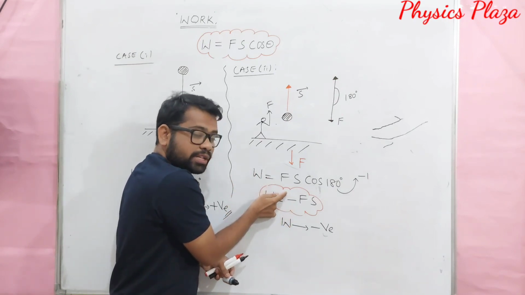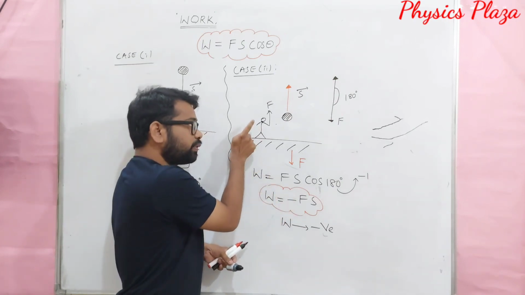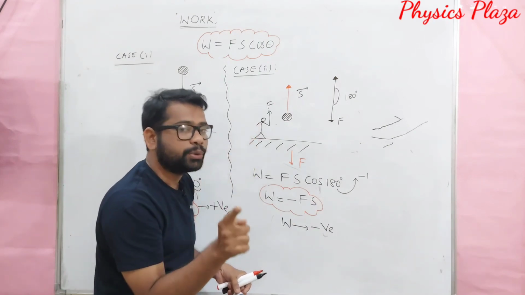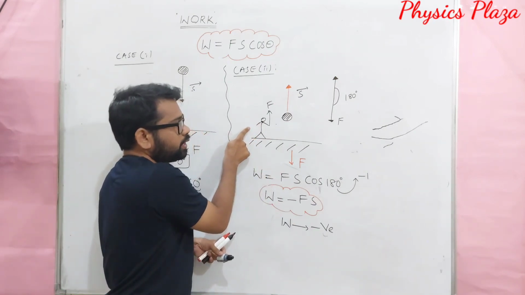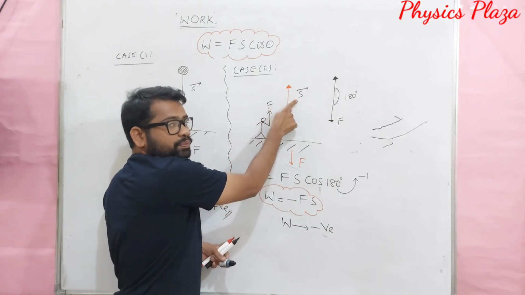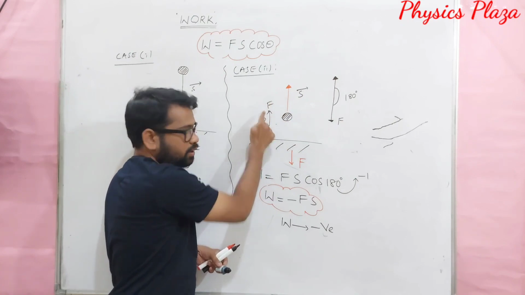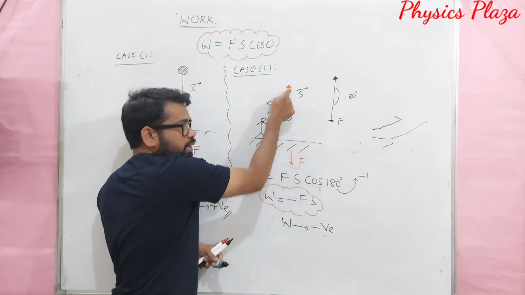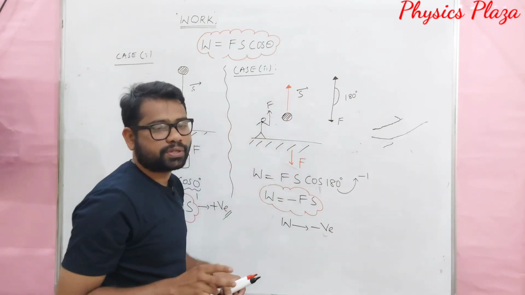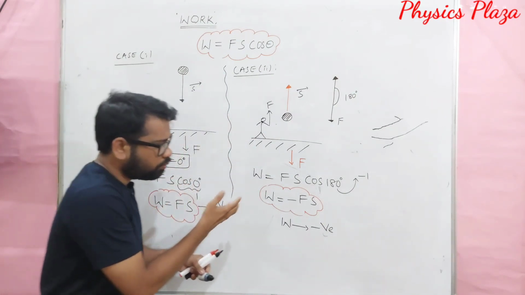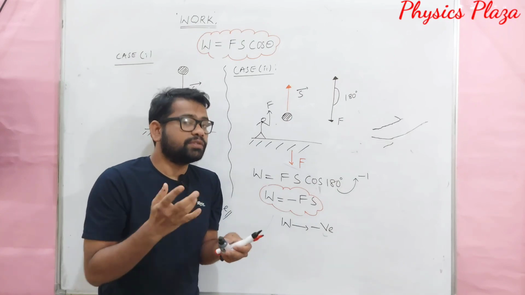Work done by the gravitational force is negative, whereas work done by the person is positive. Why? The person is applying force in the same direction as the displacement, means the body is displaced in the direction of the force applied, whereas in this case the body is displaced in the opposite direction of the applied force. Okay children, so this is how work done is positive and how work done is negative. Now let us see in which case work done will be 0.